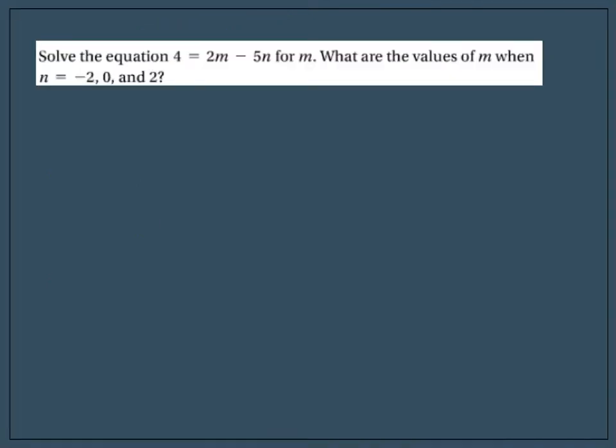Now I have an equation and it has 2 variables, and the first thing it says to do is to solve for m. So I'm going to write out this equation: 4 is equal to 2m minus 5n. And I'm going to box in what I want to get alone. I want to get this all by itself. So this is the same thing that we have been doing. Just think of 5n as a different number.